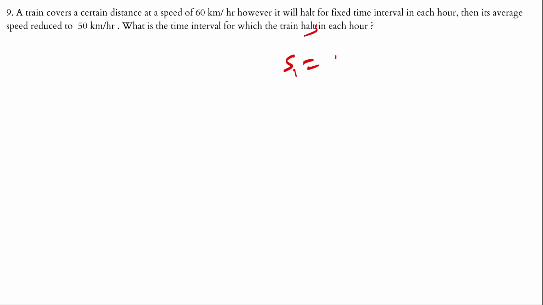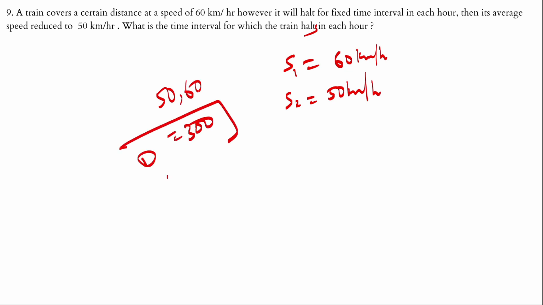So speed is given. Speed in the first case is 60 km per hour, and speed in the second case is 50 km per hour. We can take the LCM of 60 and 50 to find the total distance. So the LCM of 50 and 60 is 300. This is the total distance.